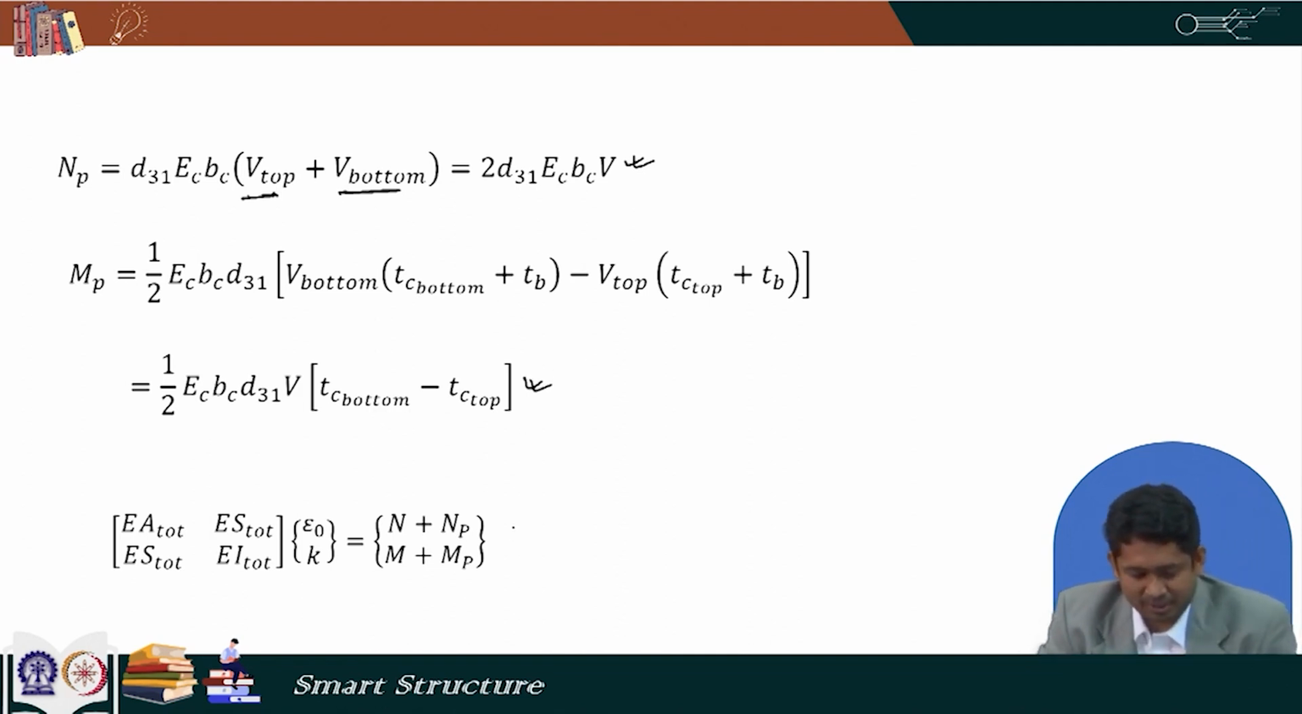And finally, this is the equation that we have to solve. Here, because ES total is non-zero, these two equations are coupled, and by solving this coupled equation, we can find our epsilon 0 and kappa.